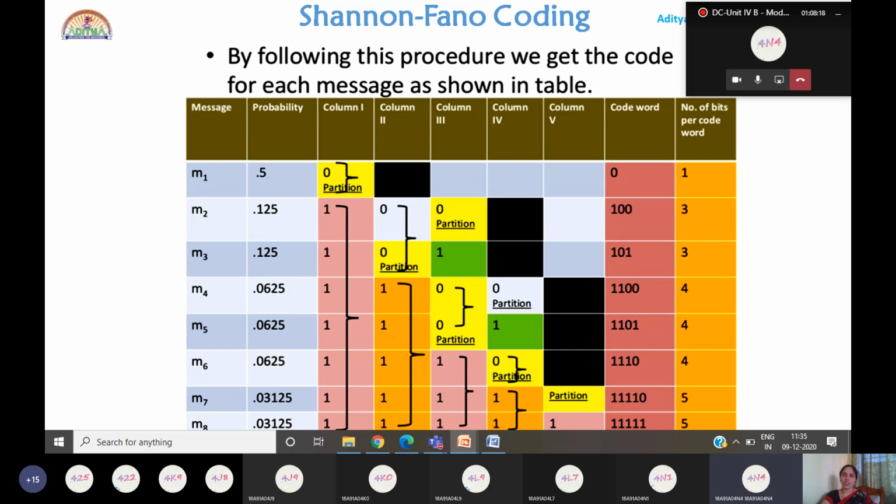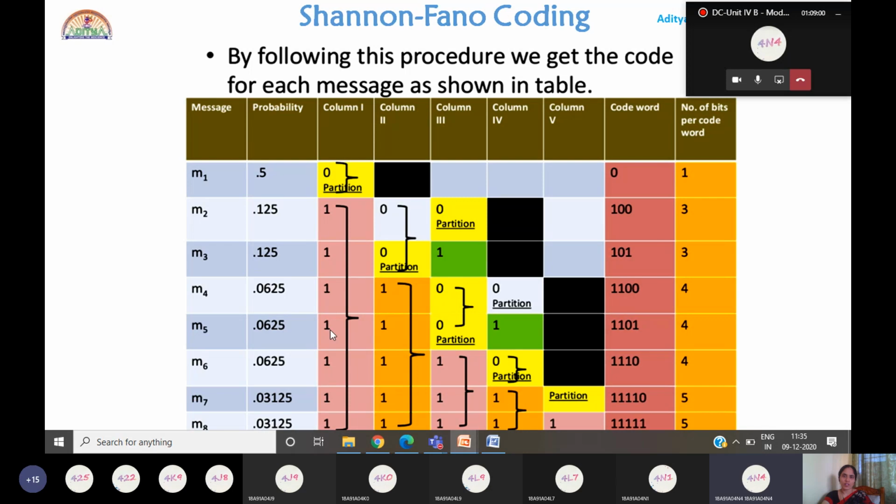Yes, ma'am. Okay, whatever I said is clear to you? Okay, next, you will do partitioning till each subset consists of only one message. What next? Write the code word for all the messages. Okay. For M1 what is the code word? Please observe the row. For M1 0, for M2 the code word is 100, for M3 101, for M4 1100, for M5 1101.